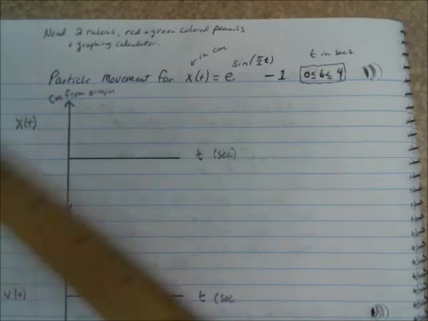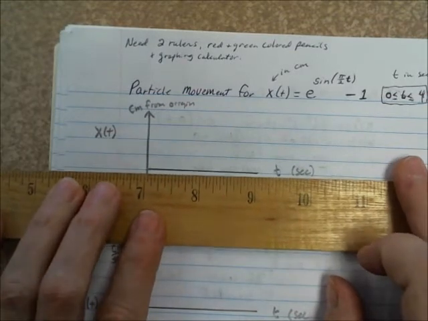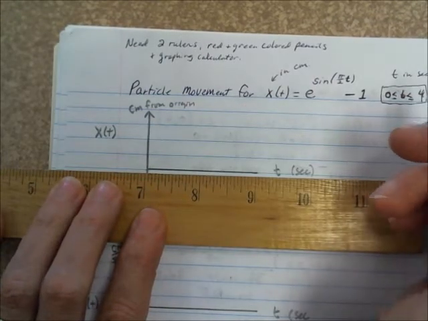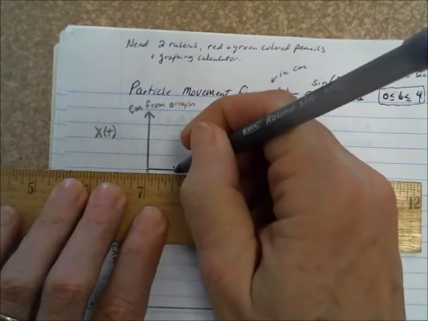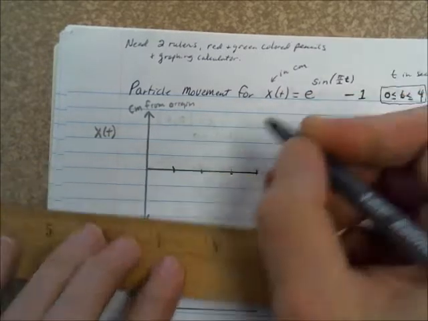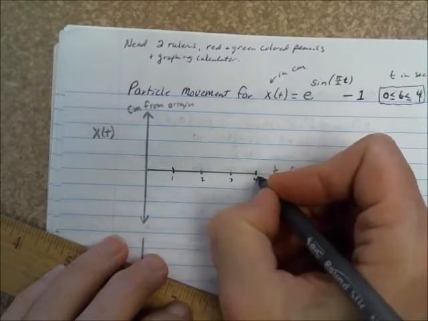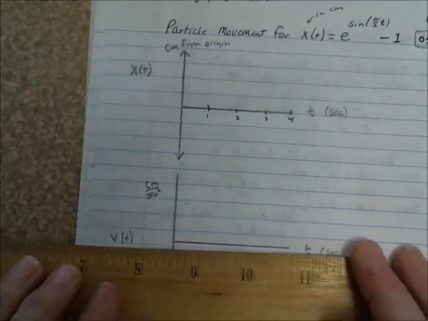Since these horizontal axes are all 2 inches long, we can mark tick marks every half an inch to mark each second, because we need to go out to 4 seconds. So every half inch, mark a tick mark. There's a half, a half, a half, a half. So this is t equals 1, 2, 3, and 4 seconds. Same thing down here with this velocity.